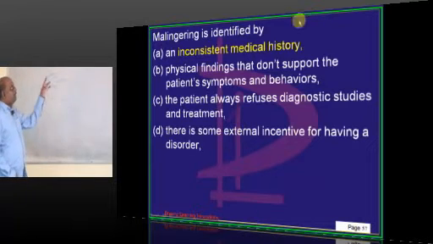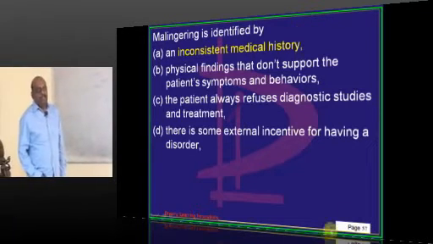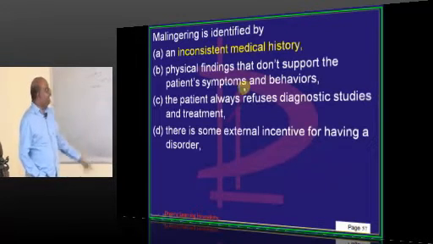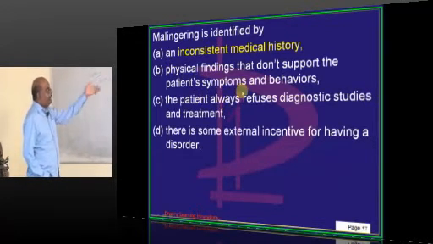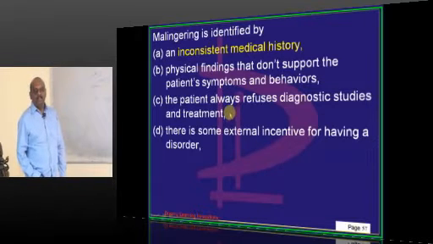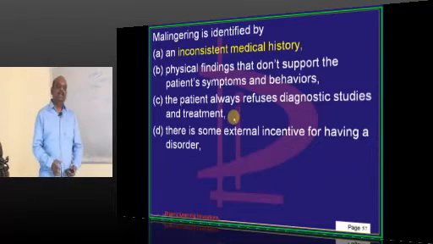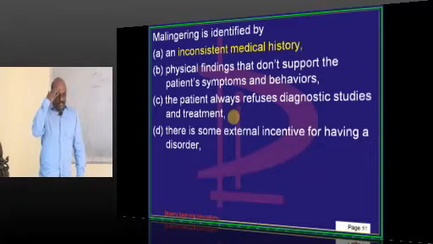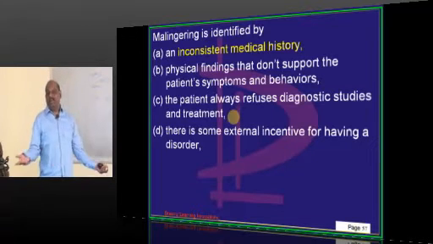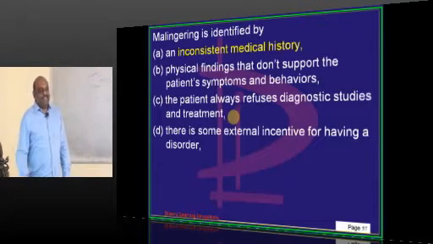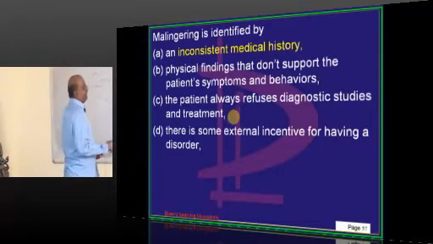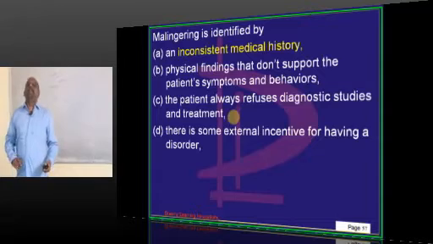So doctor, in malingering there will be an inconsistent medical history and physical findings won't support the patient's symptoms. Just like a child wakes up and says, mommy, I am having severe headache here. Head is here, but headache is in the belly. I am having severe headache, mommy, I can't go to school, he will say. Or he will say, I have severe stomach ache here. So like that. Then there is some external incentive in malingering.